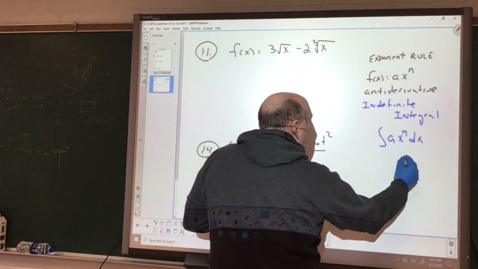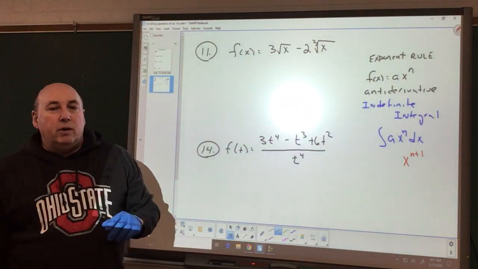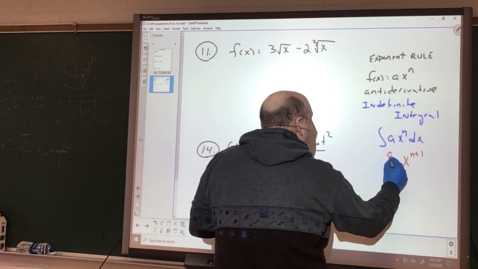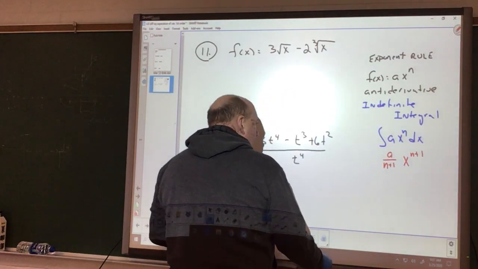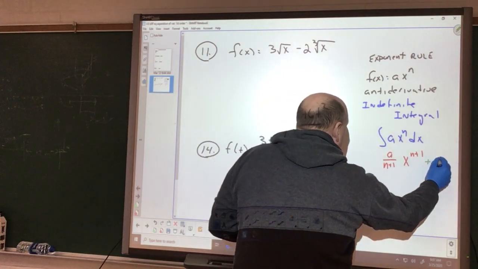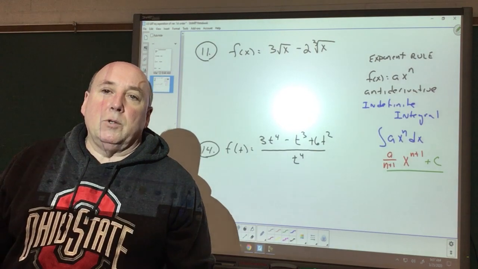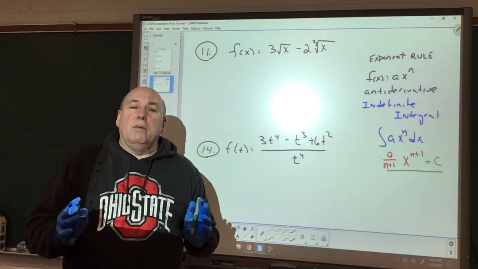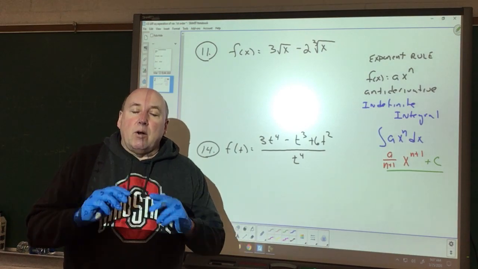We add 1 to our exponent, and we take our new exponent and divide that into our coefficient of a. And then don't forget to get your plus c in there. Because once again, when we do the antiderivative, we're undoing the derivative, and when we take the derivative of a constant, that goes away, it goes to 0.